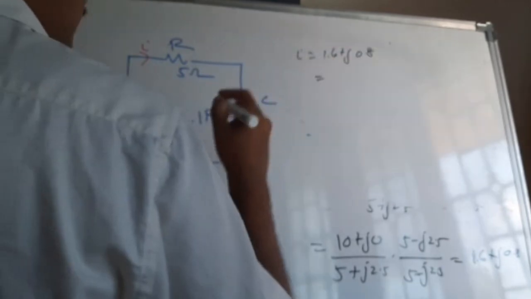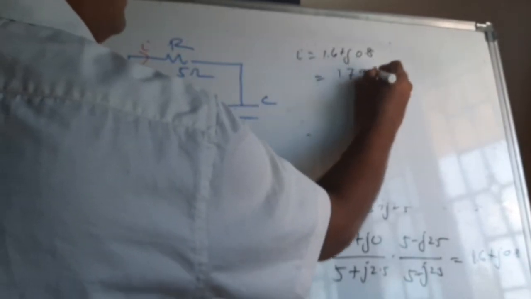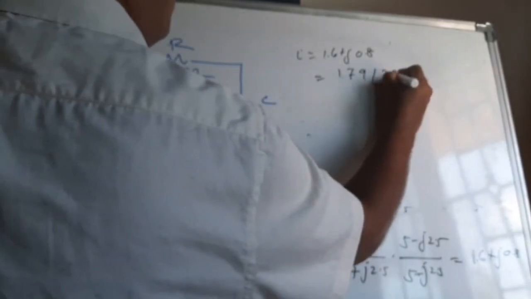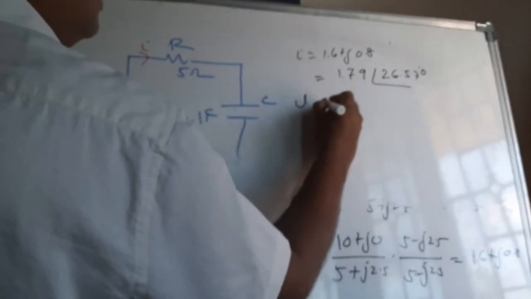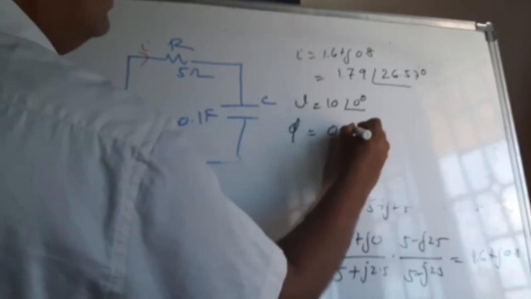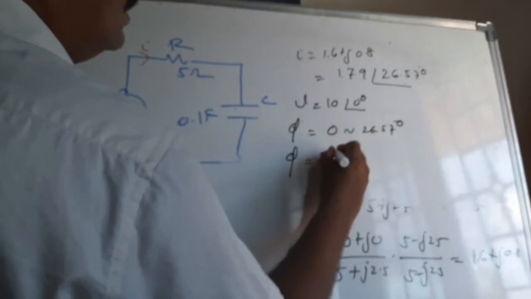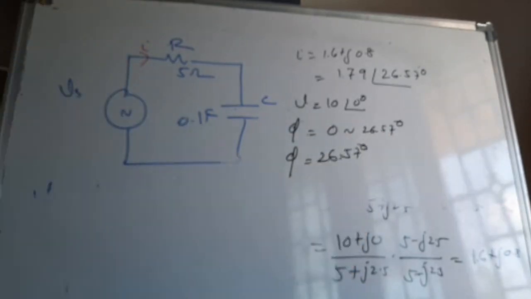Current I is equal to 1.0. Converted into polar form, which gives 1.79. This is the current. So when you see the current and the voltage, V is at angle 0 degrees. So the phase angle phi can be found, which means here the current leads the voltage by an angle of 26.57.